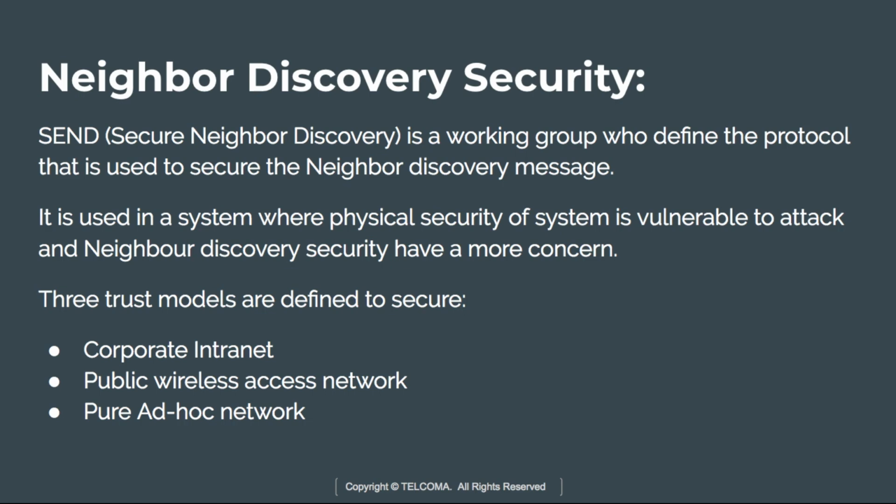The next part is neighbor discovery security. Here we use a process named SEND, that is, Secure Neighbor Discovery. This is a working group that defines the protocol used to secure neighbor discovery messages. As we know, neighbor discovery messages can be used to cause various attacks in the network, so they must be protected. Protection of these messages is mandatory. It is used in systems where physical security is vulnerable to attack and neighbor discovery security is a greater concern. Three trust models are defined to provide security to neighbor discovery messages: first the corporate intranet, second the public wireless access network, and third the pure ad hoc network. We provide security to these particular networks in neighbor discovery security.